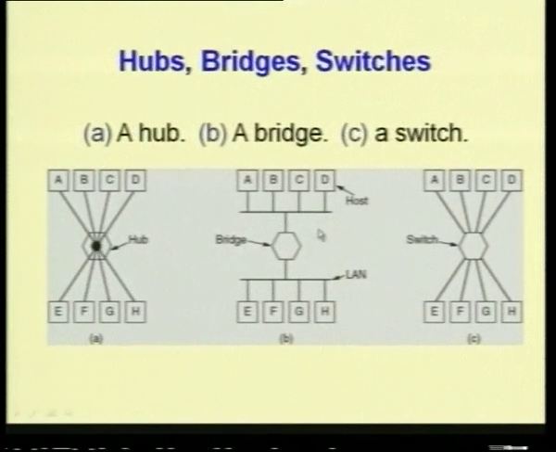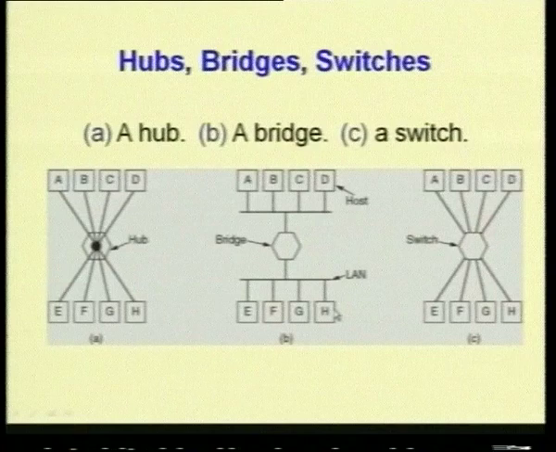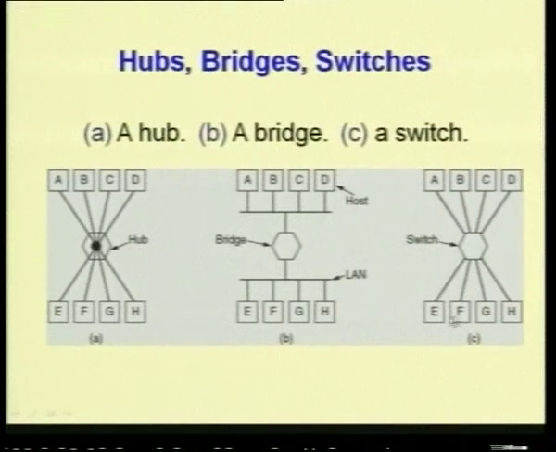A bridge, on the other hand, as we just saw, will learn information as to which hosts reside on which LAN and will selectively forward packets. A switch similarly will also do selective forwarding of packets, but a switch is faster than a bridge in the sense that it provides dedicated links to the different nodes. Therefore, each node can get the full bandwidth of the LAN. So in a bridge scenario, this LAN's bandwidth is shared between E, F, G and H. We have a 10 megabit per second network here, and the 10 megabit per second is to be shared by E, F, G and H. Whereas in a switch scenario, E, F, G and H will each get the 10 megabit per second bandwidth.